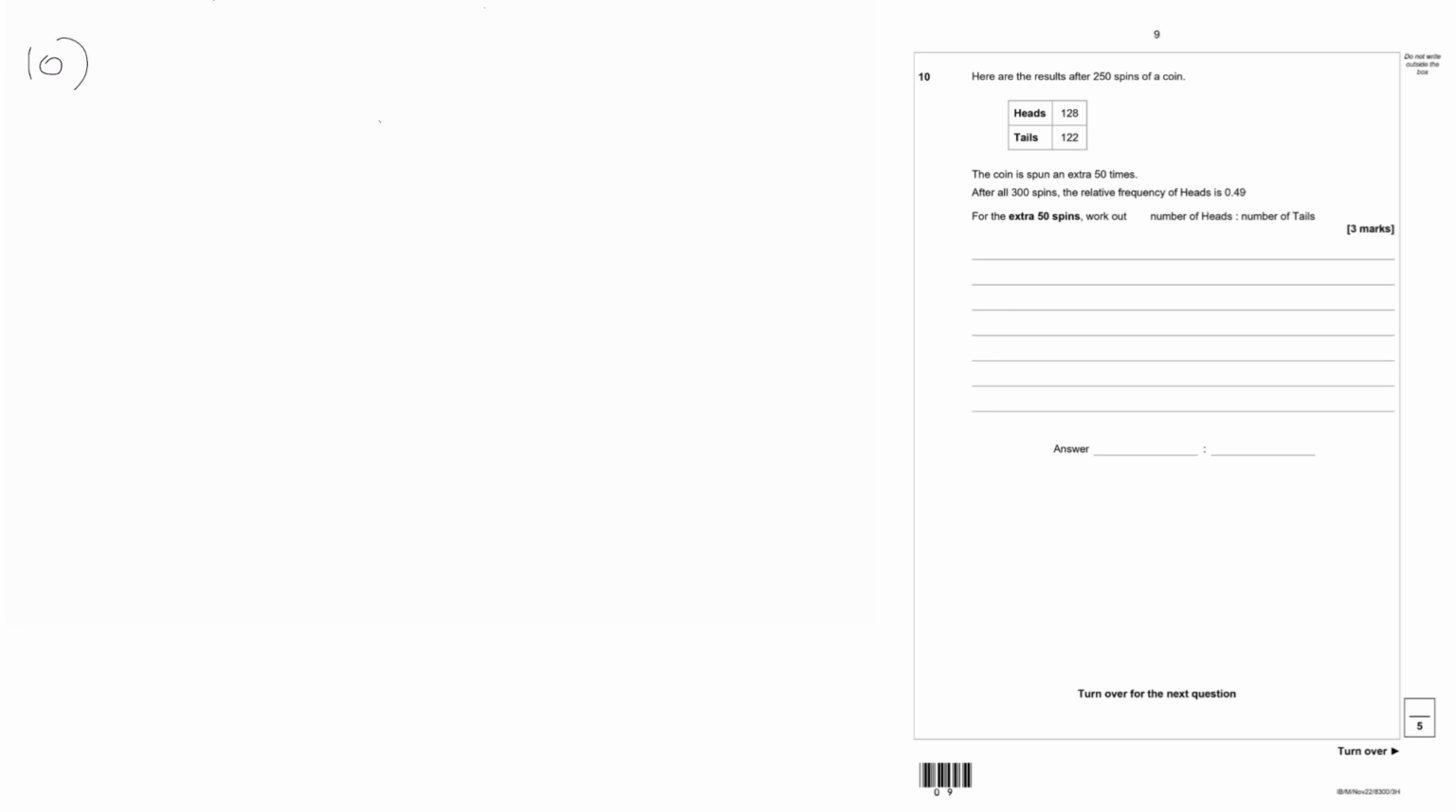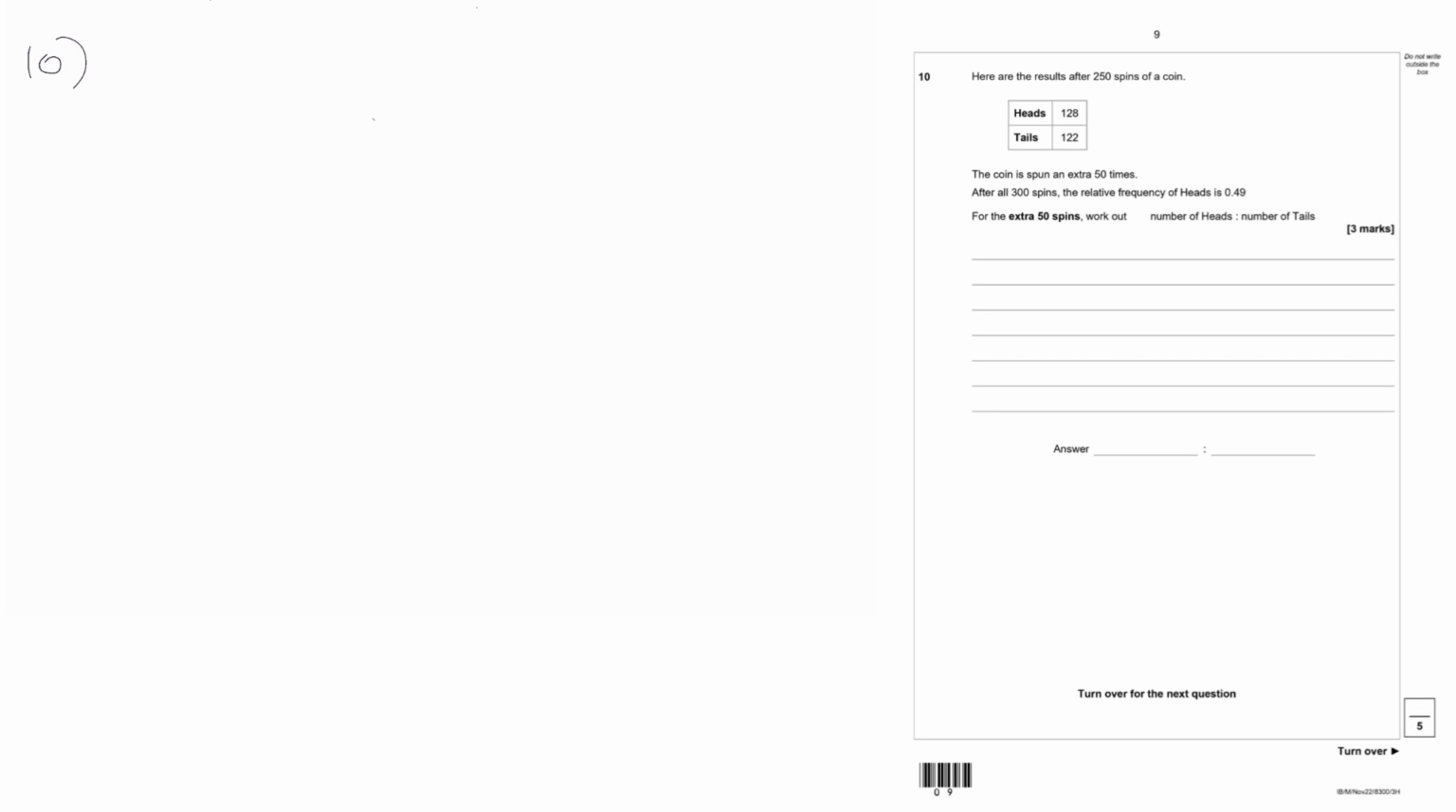Here we're told that the results after 250 spins of a coin are 128 heads, 122 tails. And now the coin is spun an extra 50 times, and after all 300 spins, the relative frequency of heads is 0.49. So we want to know for the extra 50 spins what the number of heads to the number of tails ratio was. So what we're going to do here is first work out after 300 goes what the number of heads and tails are.